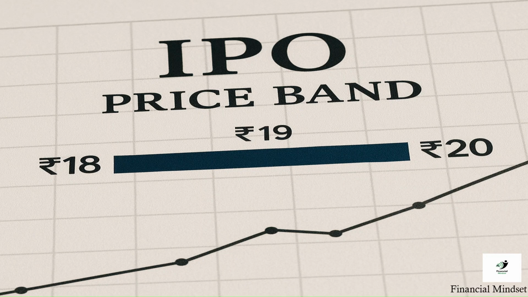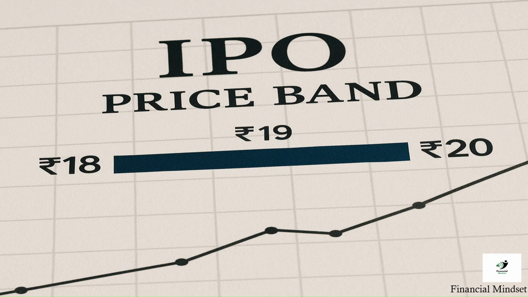In the book building method, the company announces a price band, say from rupees 18 to 20, and invites investors to bid for shares in this range. The price at which they get enough bids to cover the shares offered is called the cutoff price, and it finally becomes the IPO price.